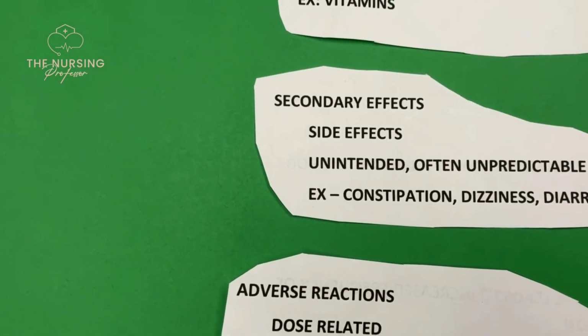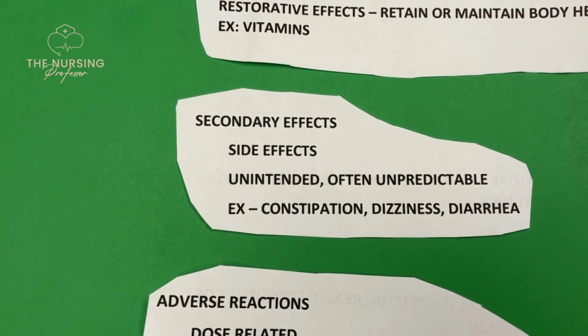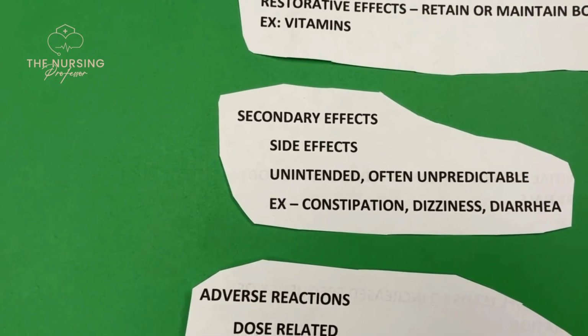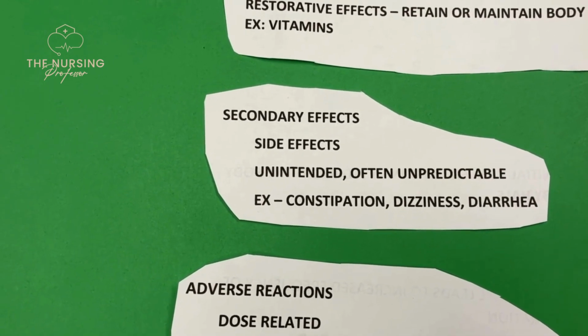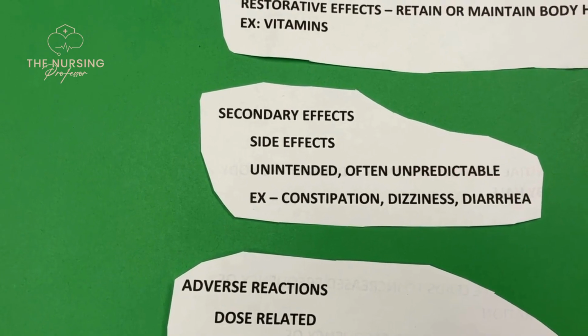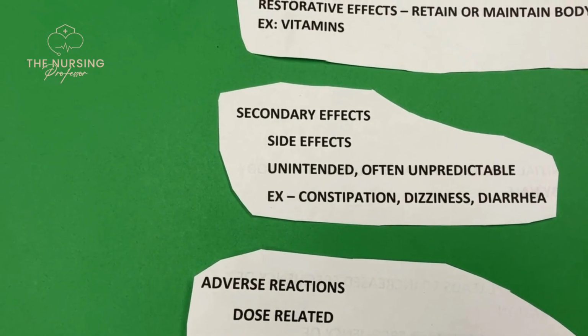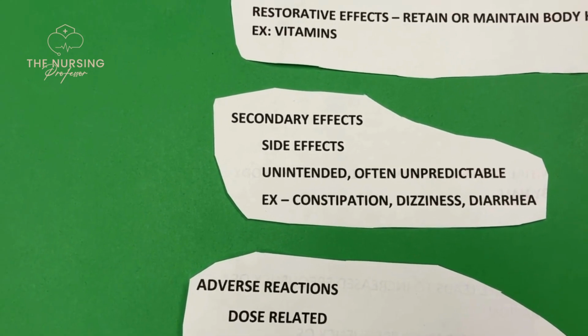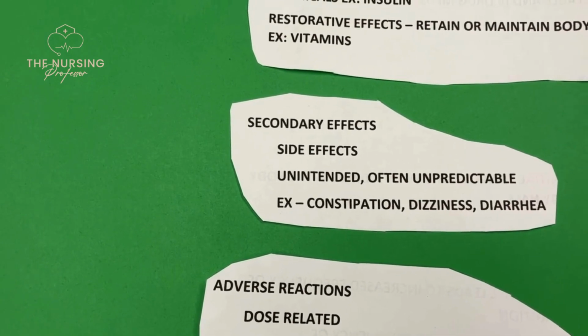Secondary effects are also things that we're quite familiar with, and those would be your side effects. Many times they're unintended and often unpredictable. For example, certain medications cause constipation, dizziness, or diarrhea. And when we know that we're administering these types of medicines to our patients and these might be possible secondary effects, we should let them know that.